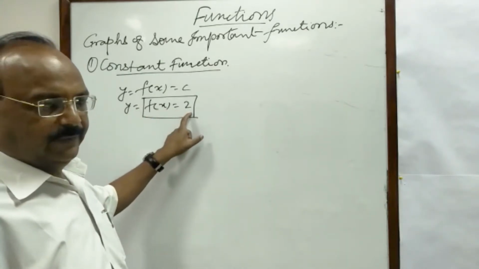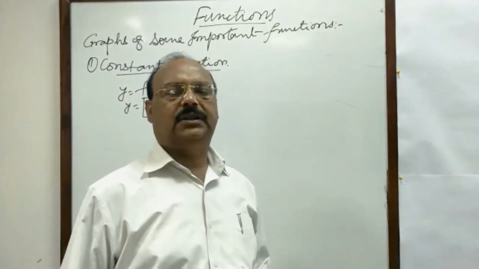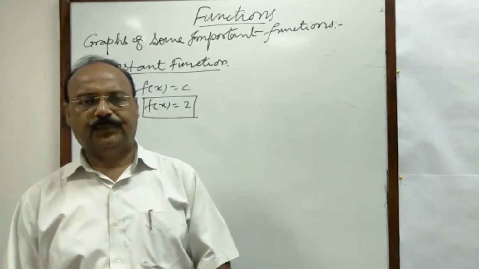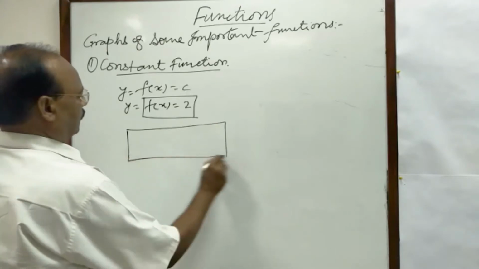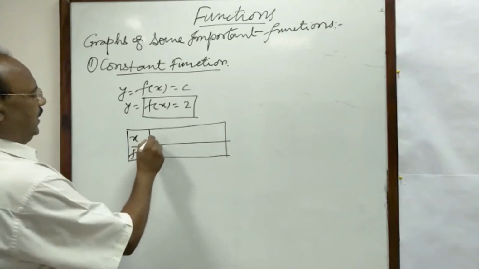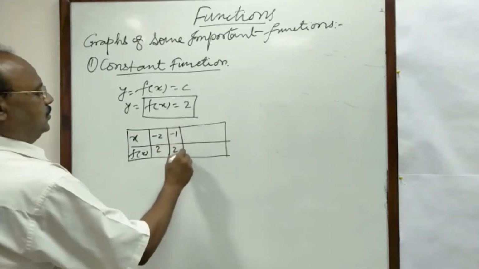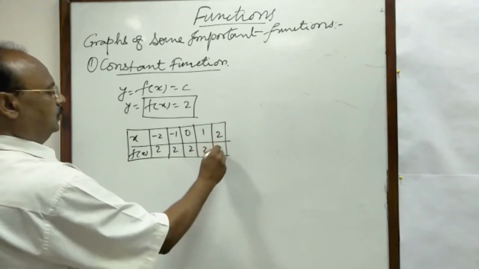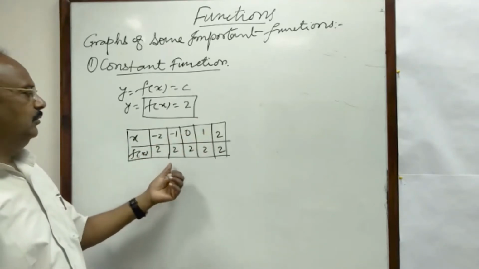or value of y. So as you know students, before drawing a graph we prepare a small table for values of x and f(x). So let us make this table now. Suppose x is -2, f(x) is 2; -1, again this is 2; 0, 2; 1, 2; 2, 2. For different values of x, f(x) has a constant value which is 2.